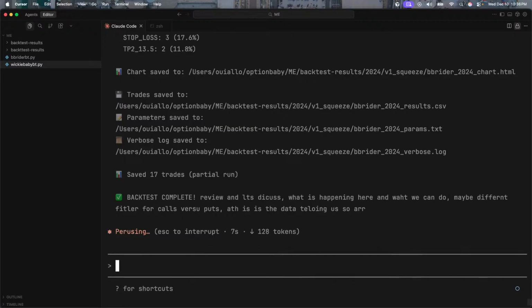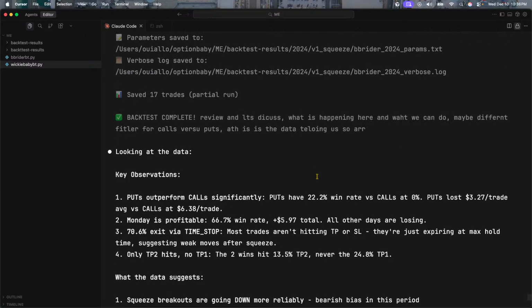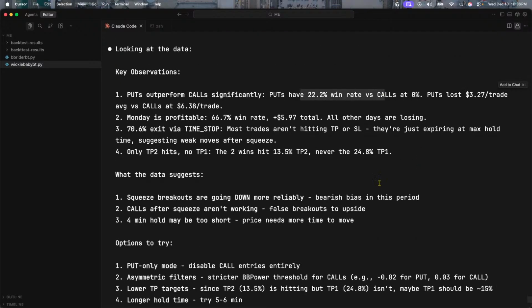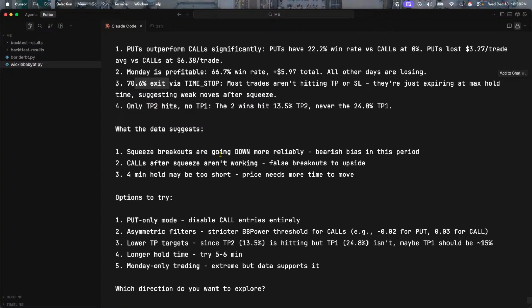And we're going to see how well we get this. All right, so the put outperforms the call significantly. Puts have a 22 to 0. I get it. So Mondays are profitable, 70% exit on time. So squeeze breakouts are going down more reliably. Bearish bias for this period.